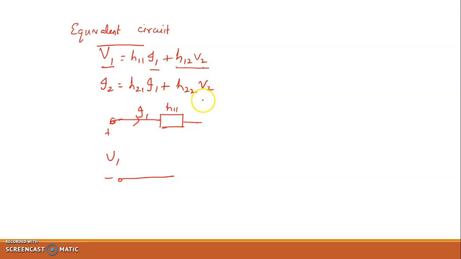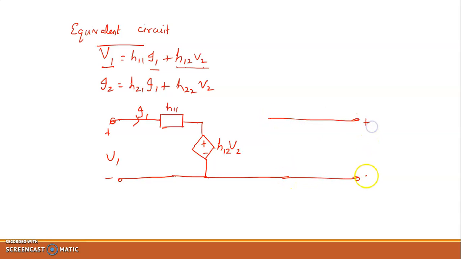Actually H12 V2 should be represented by a voltage source, because it is a parameter multiplied with a voltage, and that is representing a voltage, because this equation is representing a voltage equation. Therefore I can draw H12 V2 as a dependent source that depends upon the output voltage V2. So this is actually H12 V2. Now at the output port, you will have the voltage V2 and the current flowing through it is I2. Now the second equation is representing a current equation. H21 I1 is a current and H22 V2 is also a current.